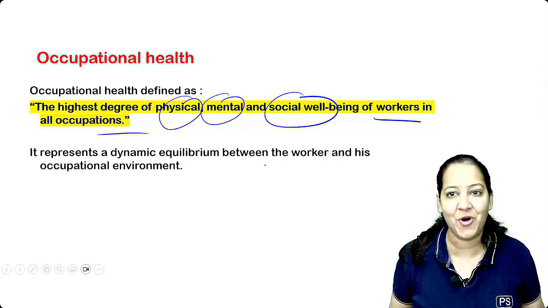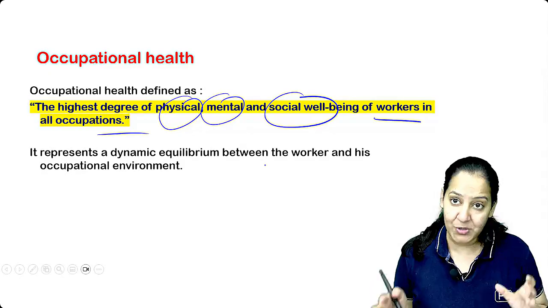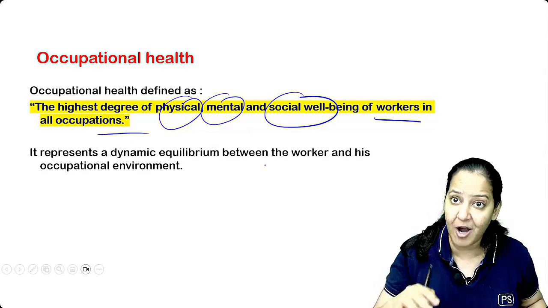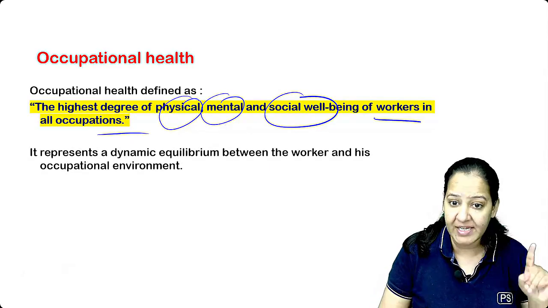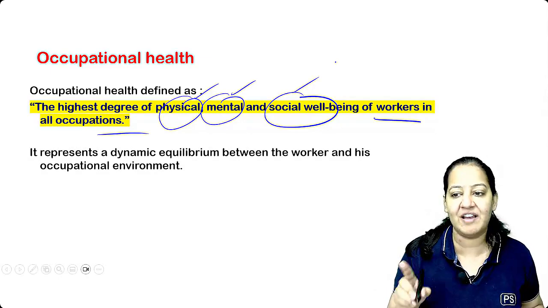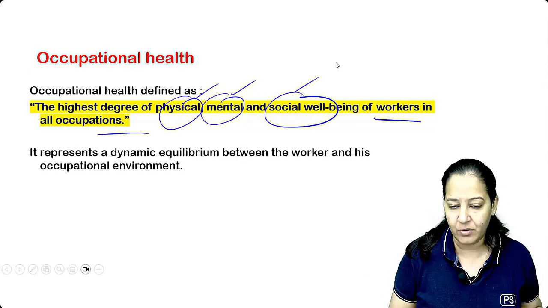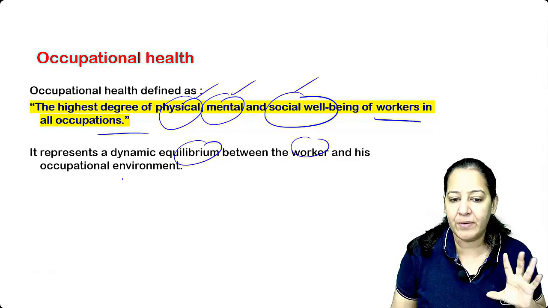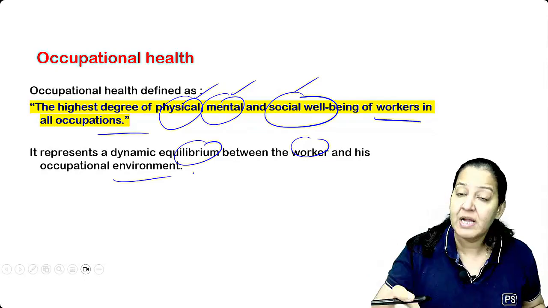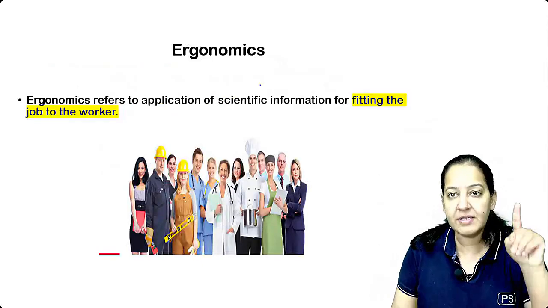Work from home is a very common culture nowadays, but initially it was not. Everyone goes to their place: doctors go to hospital, lawyers go to the court. At their workplace, they should get the highest degree of physical, mental, and social well-being. That is known as occupational health. There should be an equilibrium between the worker and the occupational environment.